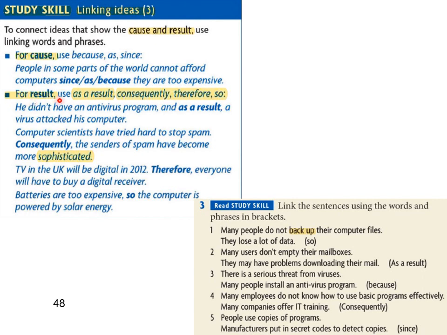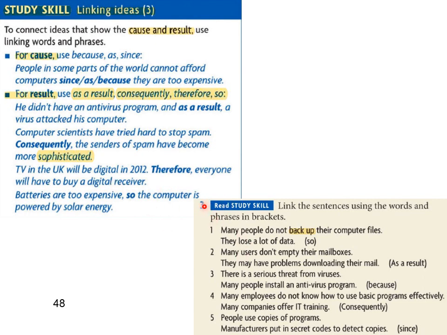For the result, you could use as a result, consequently, therefore, and so. In this example, he didn't have an antivirus program, and as a result, a virus attacked his computer. In the other example, computer scientists have tried hard to stop spam. Consequently, the senders of spam have become more sophisticated. Another example here: TV in the UK will be digital by 2012, and therefore everyone will have to buy a digital receiver.